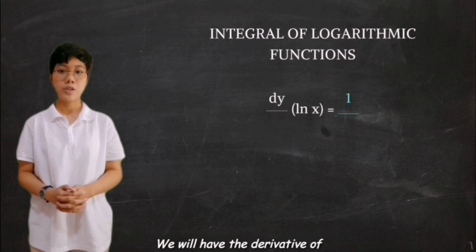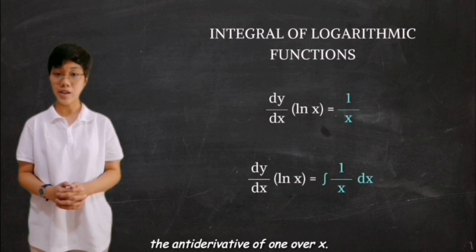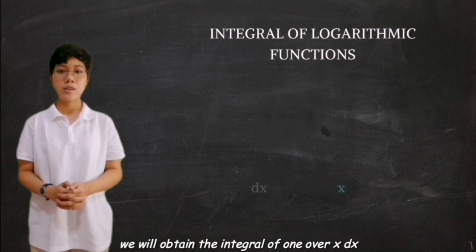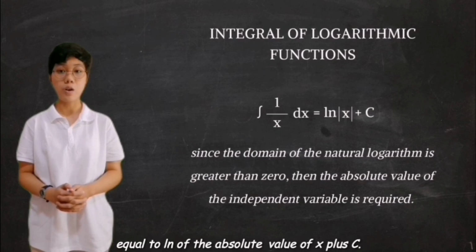We have the derivative of the natural logarithm of x as 1 over x, so we get the antiderivative of 1 over x. Therefore, we will obtain the integral of 1 over x dx equal to ln of the absolute value of x plus c.